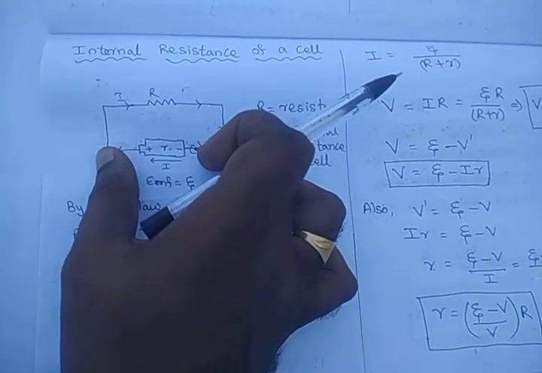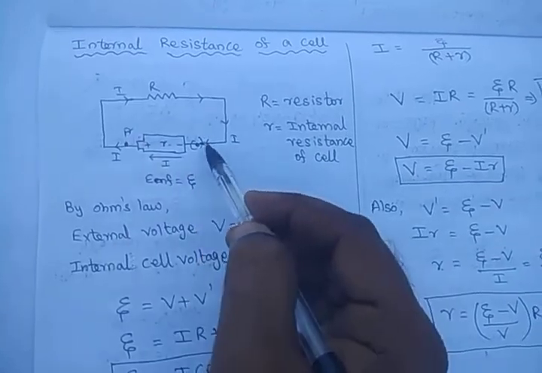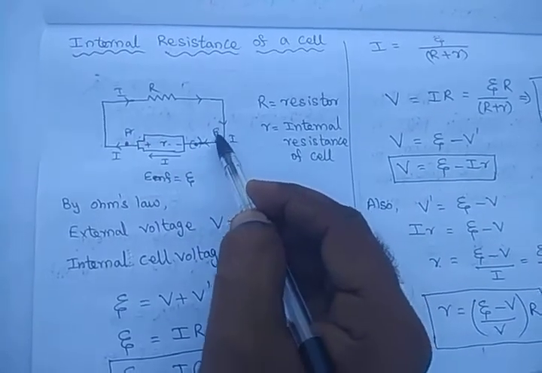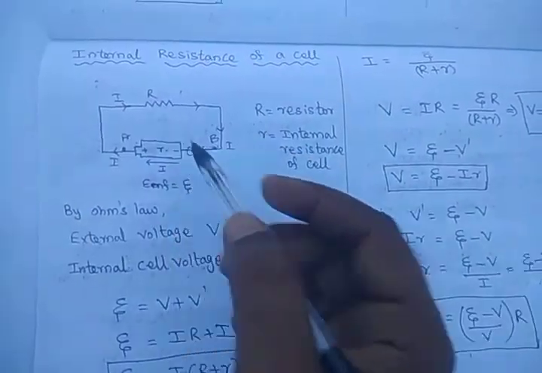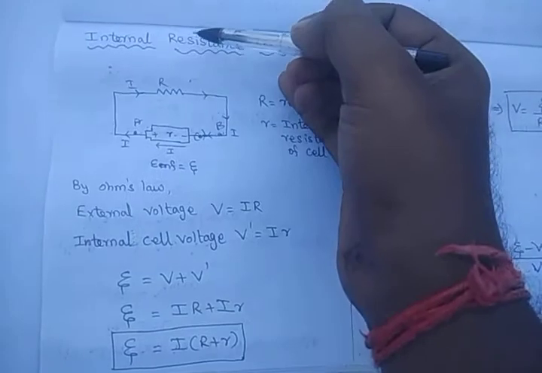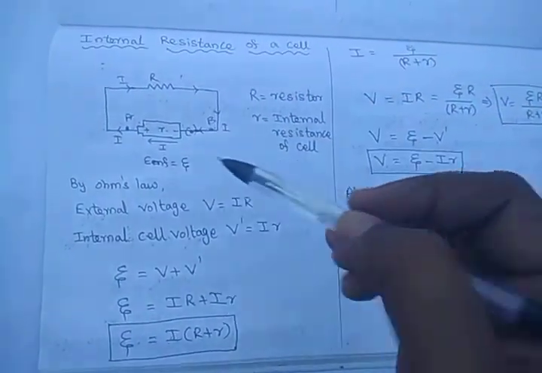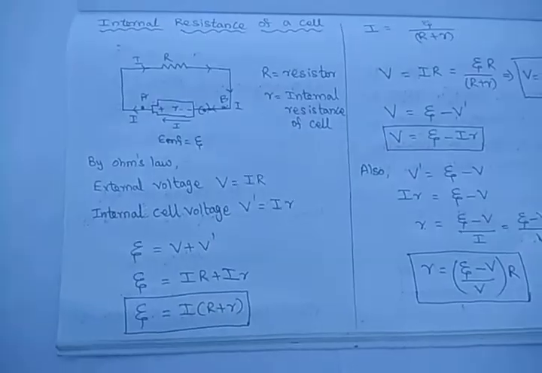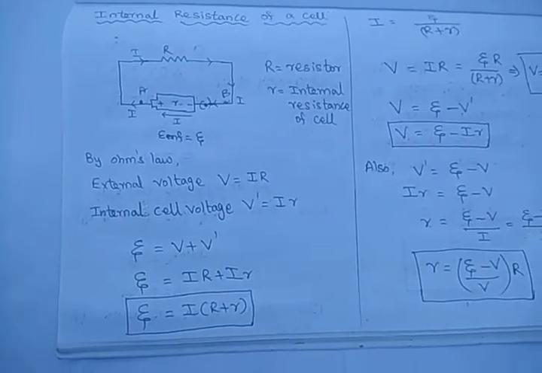If the battery is connected, from this end A to this end B, here we have two ends. Between these two ends there is a potential difference of V, that is V is equal to IR. That is the external voltage. This is the internal voltage. Don't confuse EMF with potential difference. Potential difference is for the closed circuit, EMF is for the open circuit.